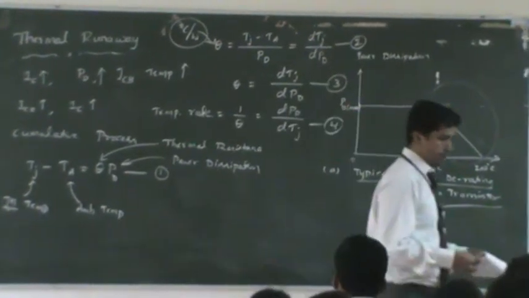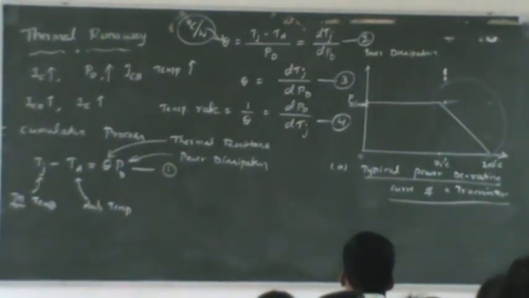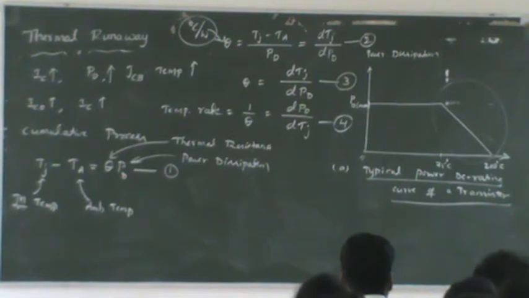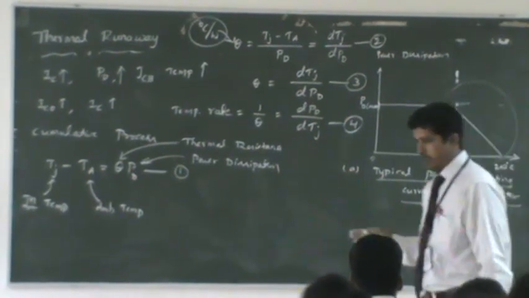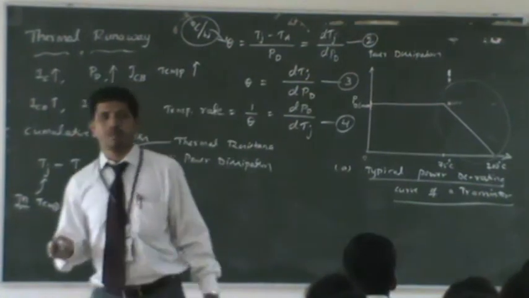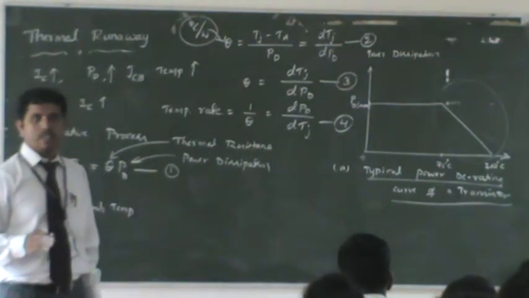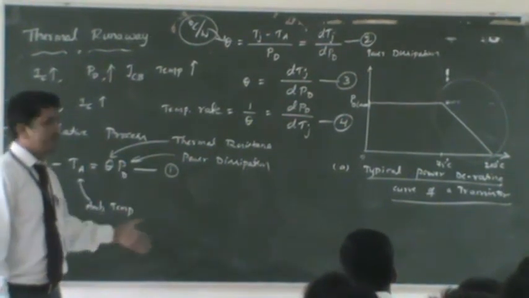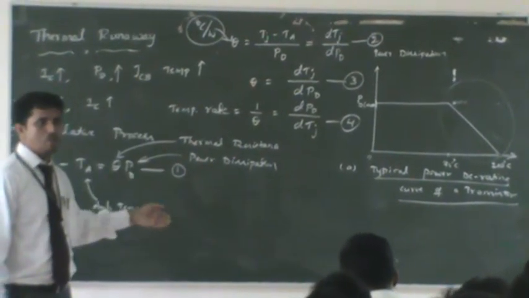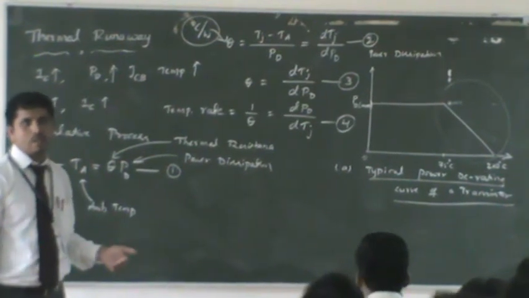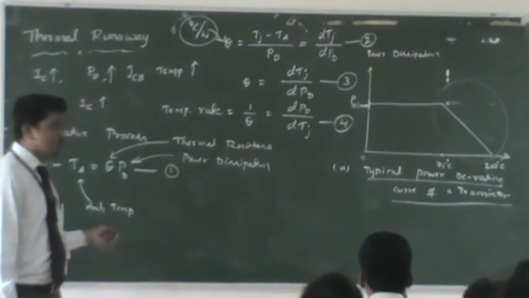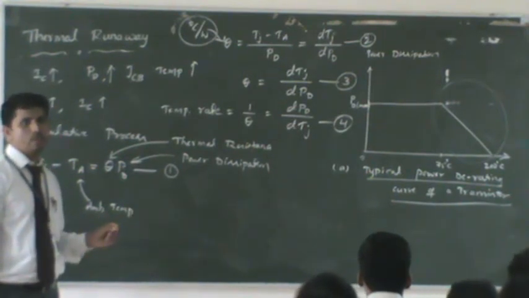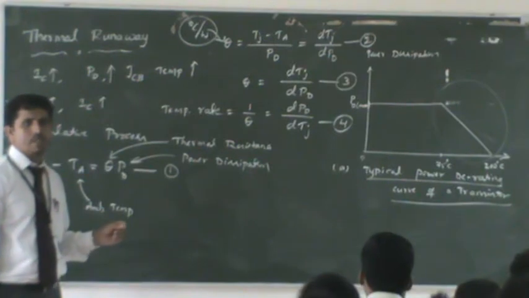Using 1, 2, 3 equations, what I am trying to do here is establish a mathematical condition. If any transistor satisfies that mathematical condition, we can say that transistor is thermally stable. I am going to come out with a mathematical condition which every transistor has to satisfy, so that transistor is stable. If any transistor violates that condition, then we can say that transistor is thermally not stable.